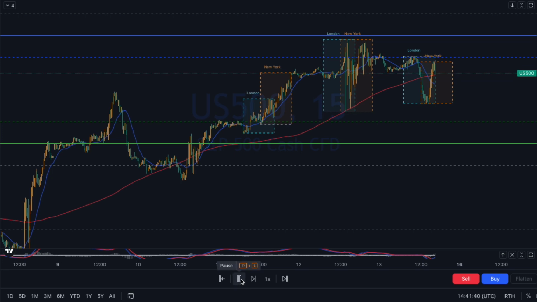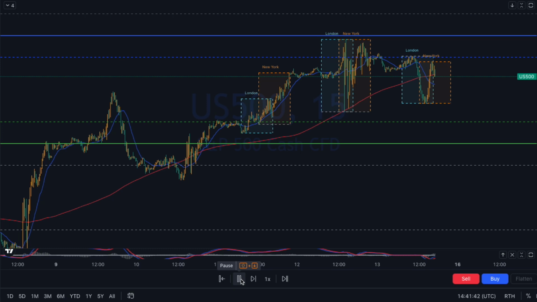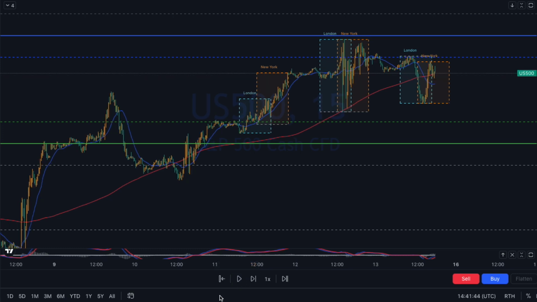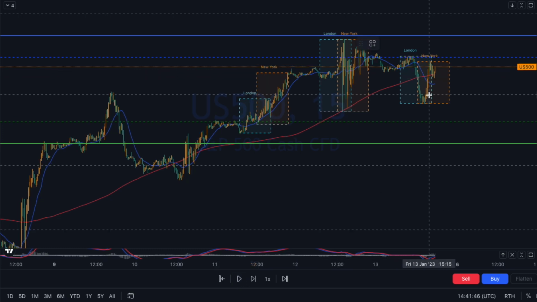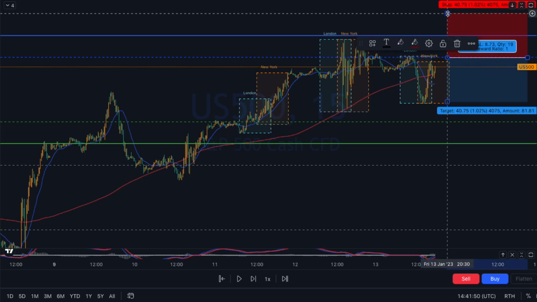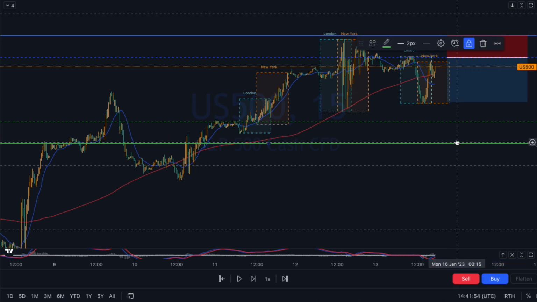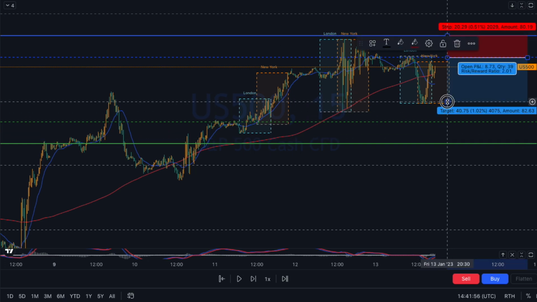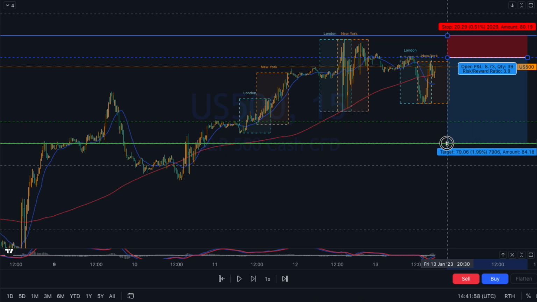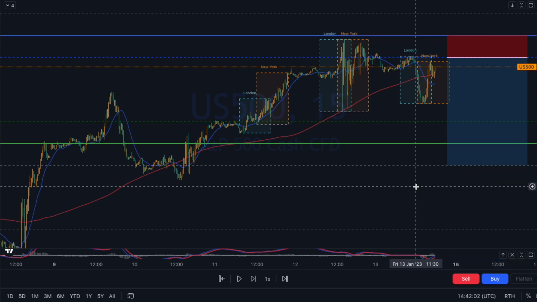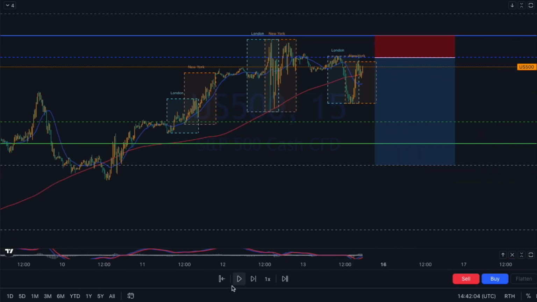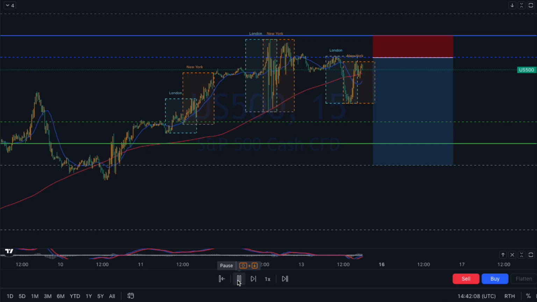Okay, I don't like where it is. Do you know what I think I'm going to do? I'm going to put in a pending sell right about this level over here. The stop is 20 pips, and the target is about this level over here. So let's just see what happens.